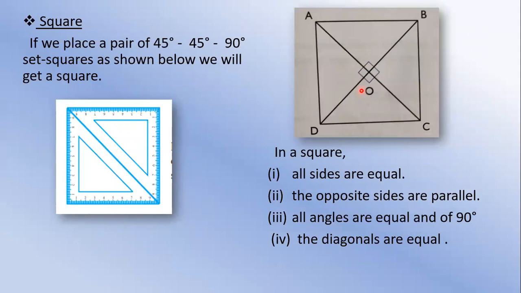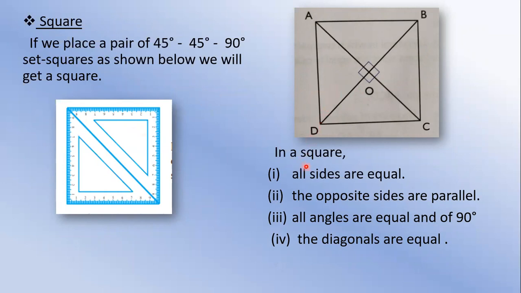If we place a pair of 45 degree and 90 degree set squares, we will get the figure of a square. For a rectangle, we use 30 degree, 60 degree, 90 degree set squares. Here we have to use the 45 degree and 90 degree set squares, and it is the drawn figure.